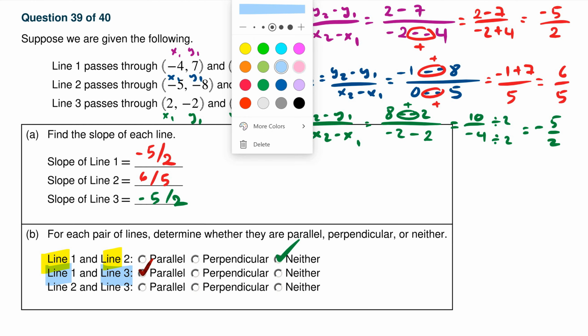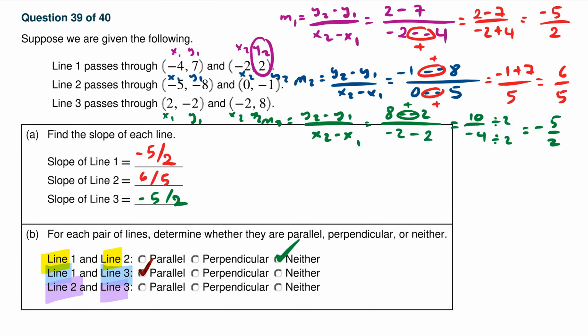Alright, last one, line 2 and line 3. They're not exactly the same and they're not opposite reciprocals, so it's going to be neither.